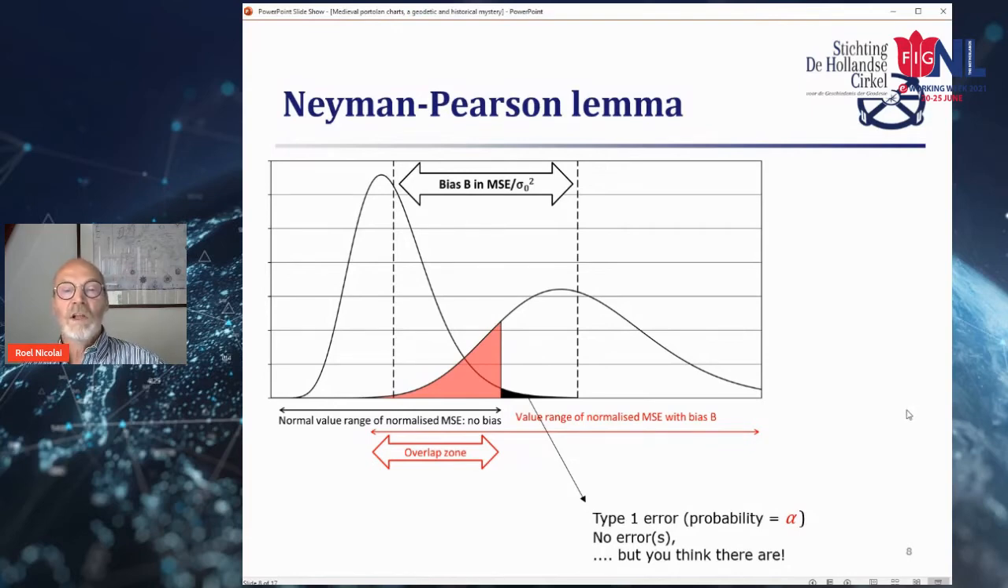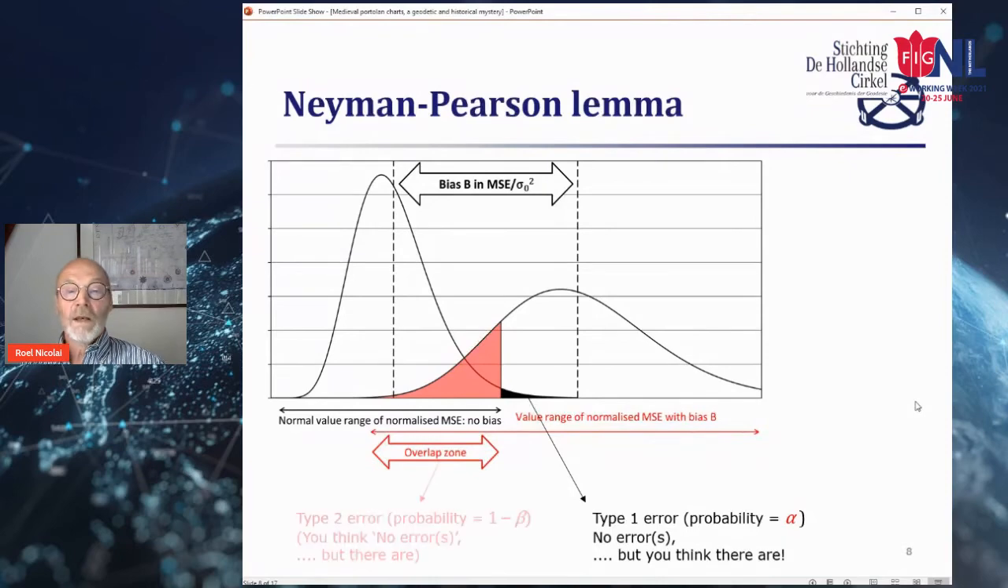When the MSE value of a particular geodetic network is smaller than the tolerance, but in the red overlap zone, we have no reason to suspect that there are errors in the network when we apply Fisher's criterion. However, in reality, we can't be sure to which error distribution that value belongs, the one without gross errors on the left or the one with gross errors on the right.